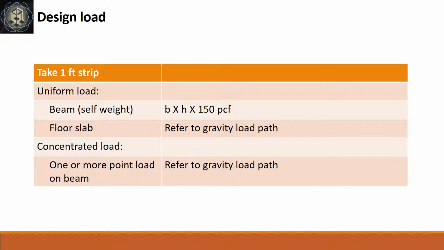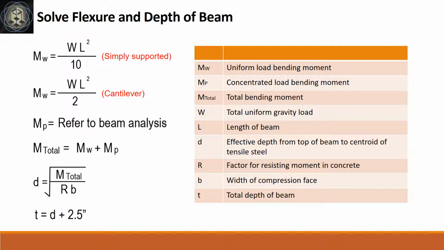Uniform loads consist of self-weight of beam and load from floor slab, while the concentrated loads can be evaluated through beam analysis. After we gather the input parameters, derive balance section properties, and determine the design loads, we can now solve for Mw, bending moment from uniform load, Mp, bending moment from concentrated loads, if any, then get the total moment and solve the effective depth and total depth of beam.